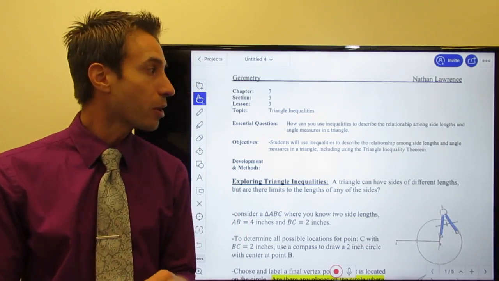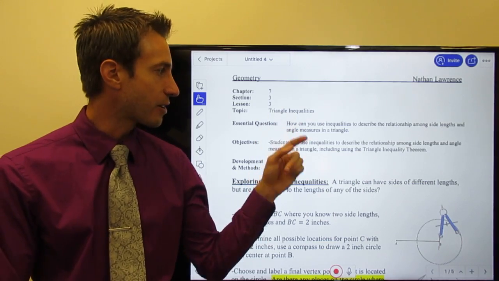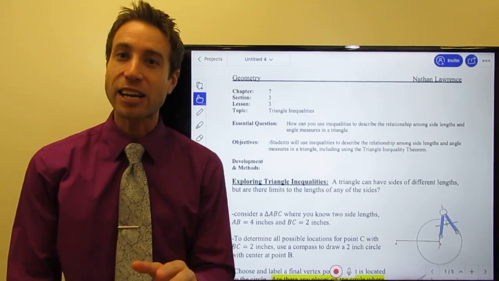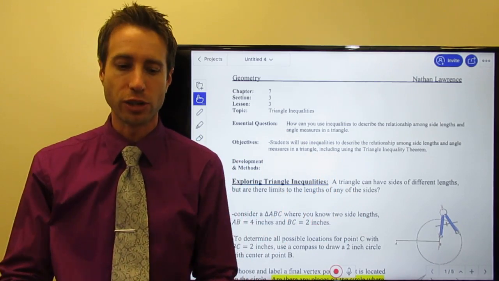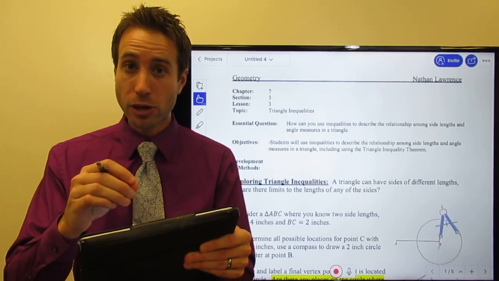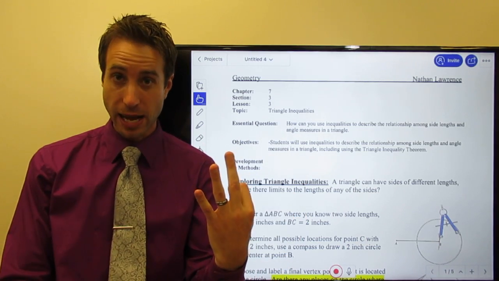Now what we're going to do in this section sounds kind of scary: triangle inequalities. Triangle, what are you talking about? Actually, it's not that big a deal. Here's the gist of what we're going to do. We're going to take a look at the measure of the triangle's sides. A triangle has three sides.